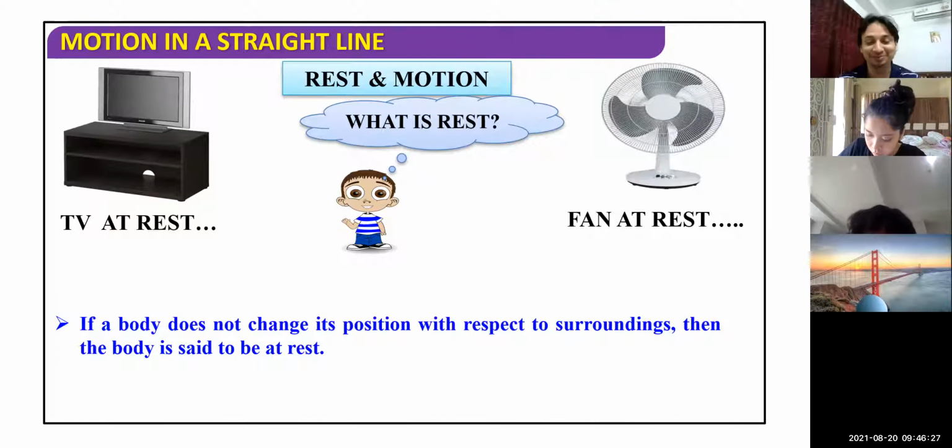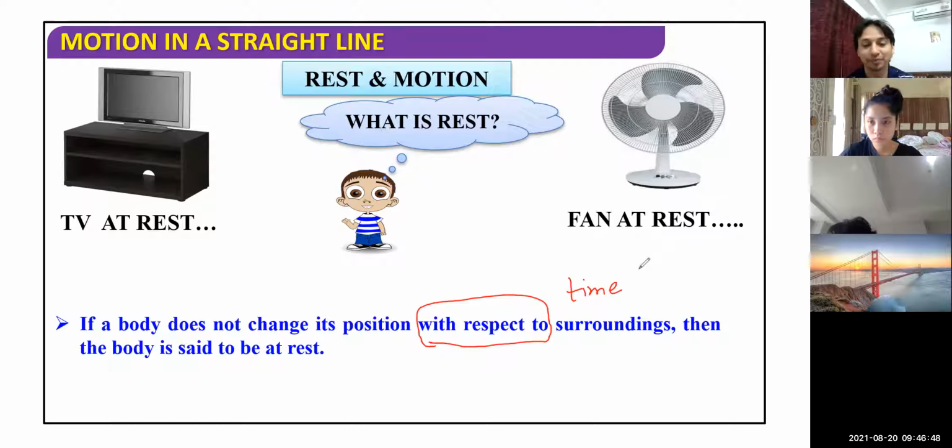With respect to time, children, that is very important. This word, with respect to, is very important. Please pay attention to this word. With respect to whom? With respect to surroundings, with respect to time. Time means, we started class at 9:30, and now it is around 9:40. In the last 10 minutes, I see that the AC is still at its position. And here in the picture, this TV is there, and the fan is there at its own position. They're not changing their position.